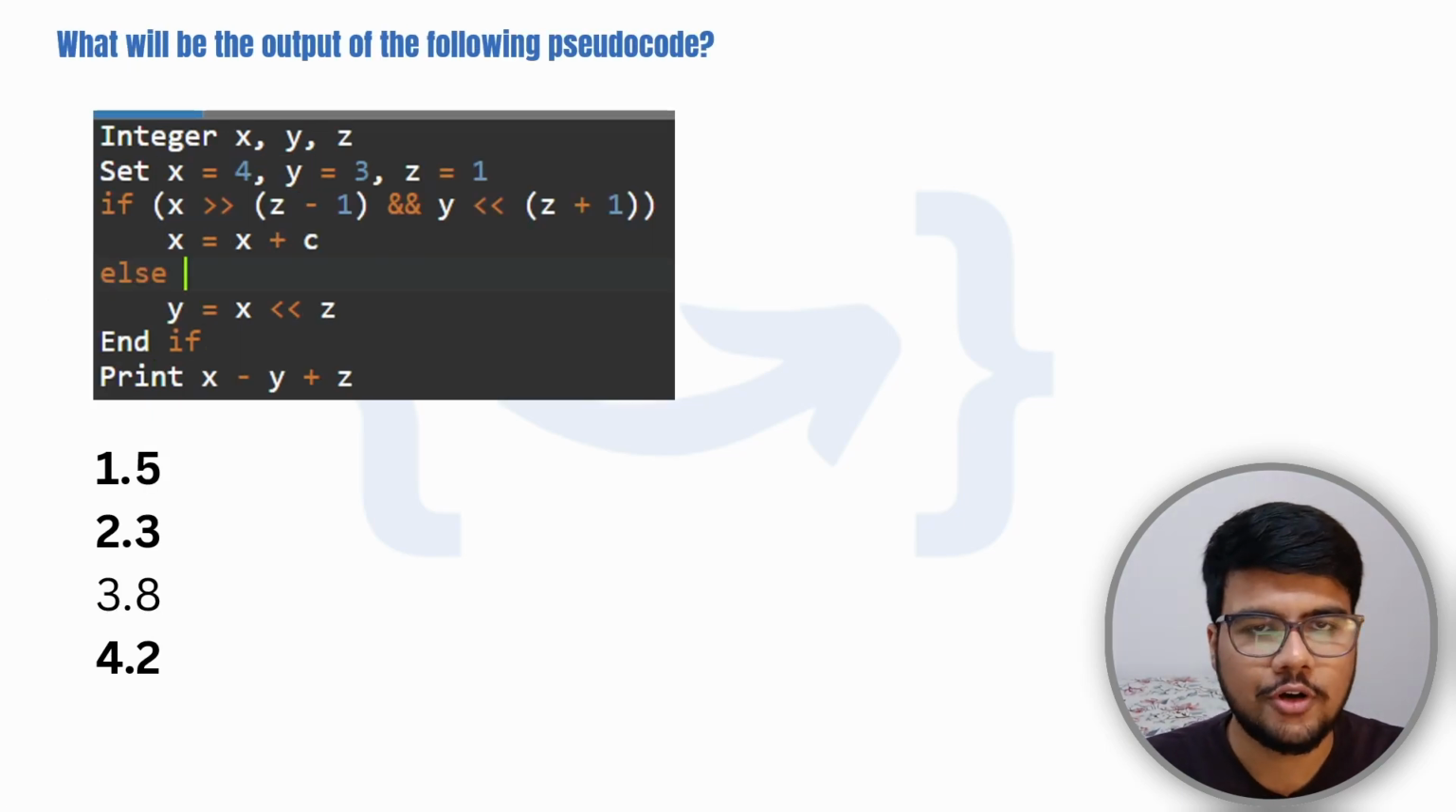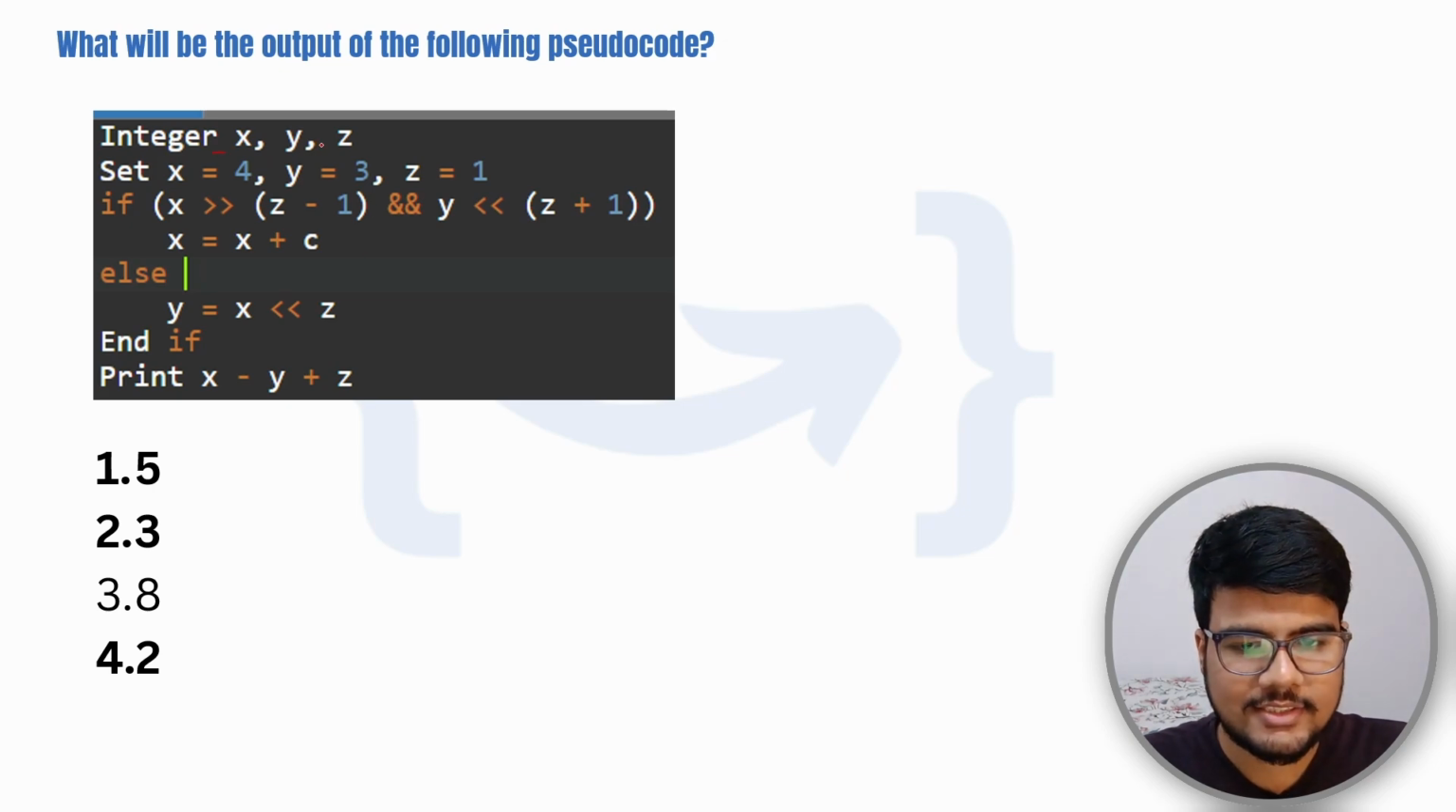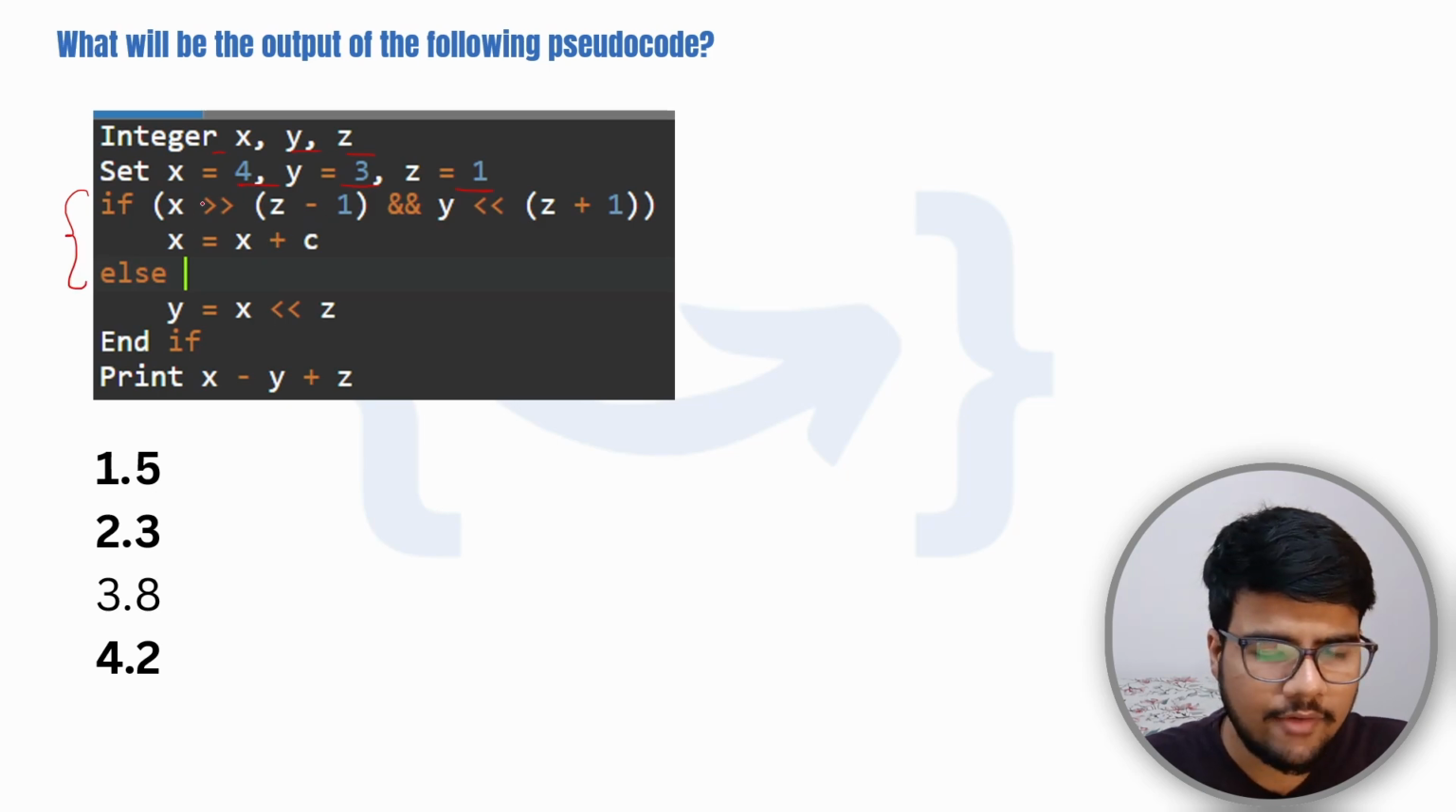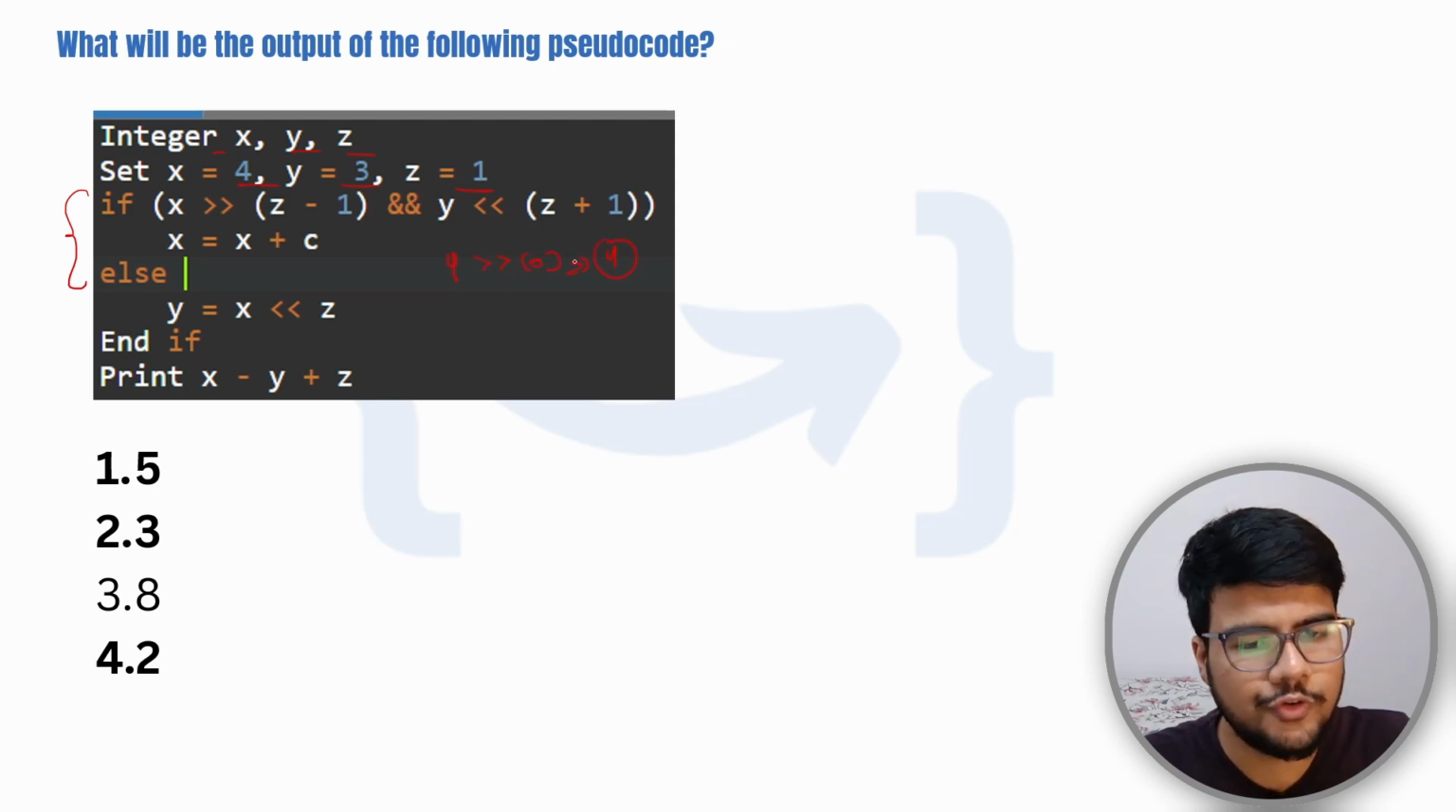What will be the output of the following pseudocode? Okay. X, Y, Z has been given to us, which is 4, 3, 1. Fantastic. Now let's see, we have two conditions. If X right shift Z minus 1. So X is 4, and it will be right shifted by Z minus 1. So Z is 1, so it will be 0. So it will remain as it is. 4 will remain as it is.